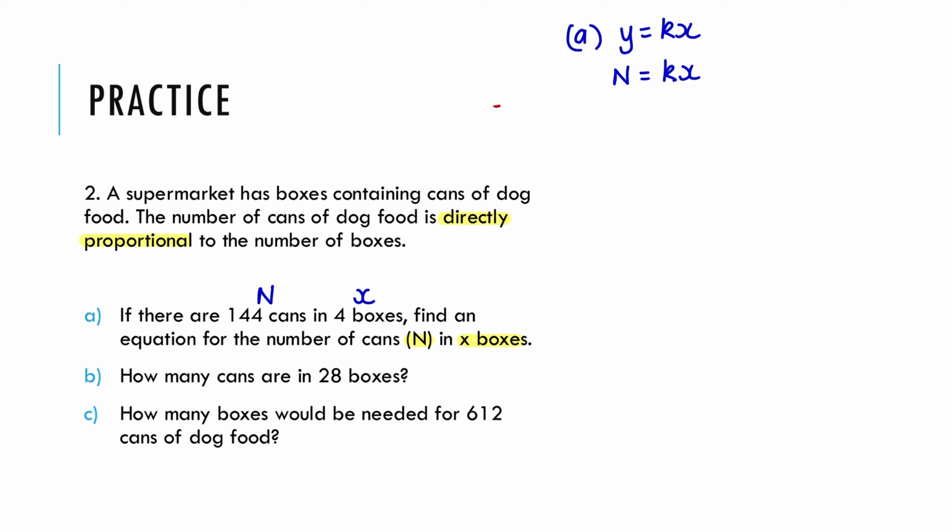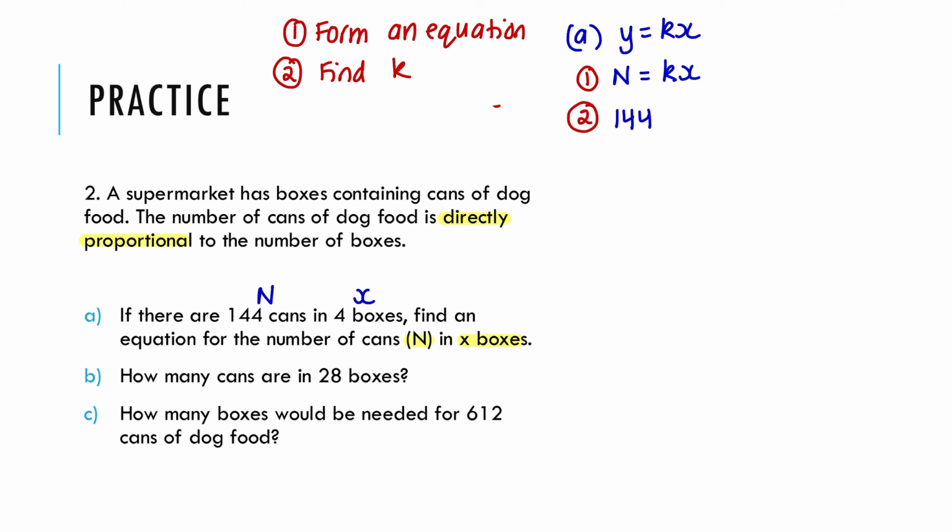So here, notice now I have to find my constant of proportionality. The next step, think about it as step 1, you have to form an equation. So that's our first step. And your second step is find K. So now our second step is when I substitute in the values that I've been given. So I have 144 cans, which is equal to 4 times K. So here, therefore, K is equal to 36.